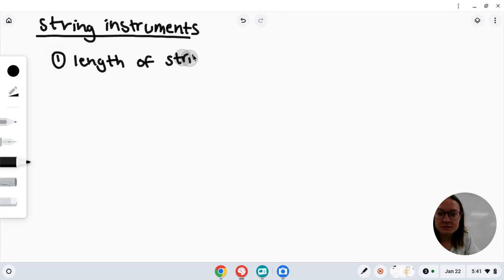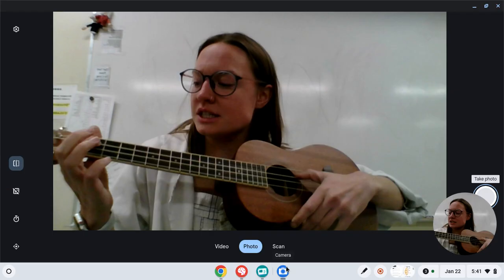Here's how this works. If I want to change the note that I'm playing, one thing I can do is change the length of the string. Now, the way I change the length of the string is not that I cut it off my ukulele, shorten it up a little bit, and reattach it. No, that would be crazy, and that would break my ukulele. What I do instead is change the length of the part of the string that's vibrating by moving my finger up and down the fret.